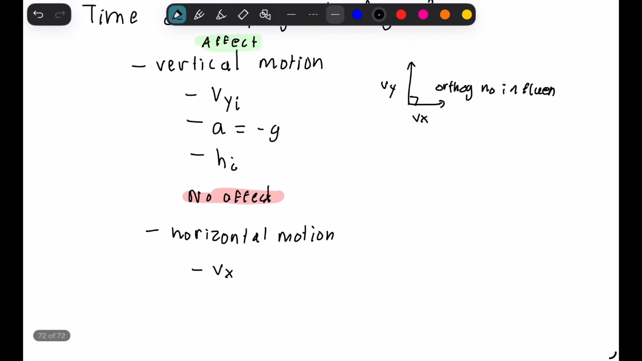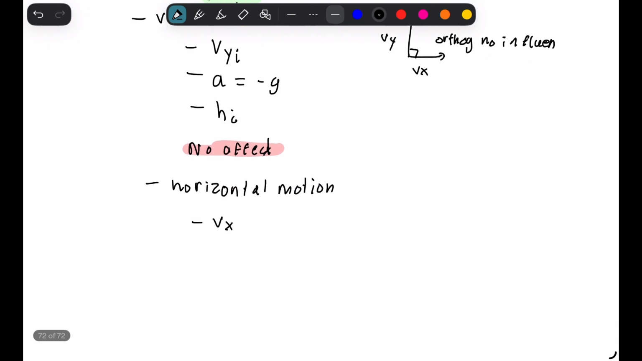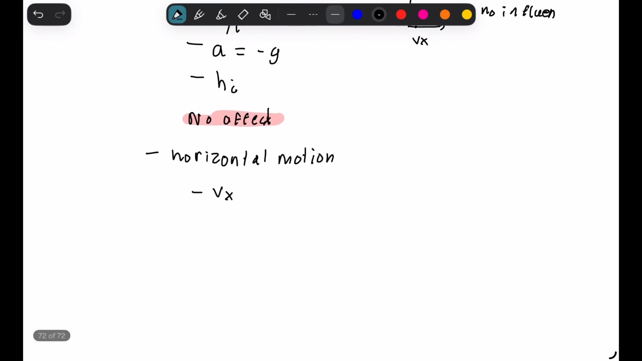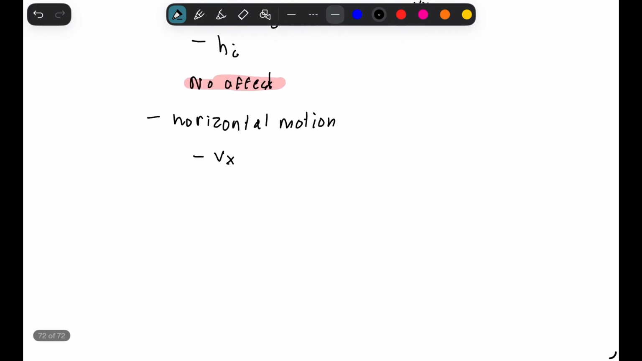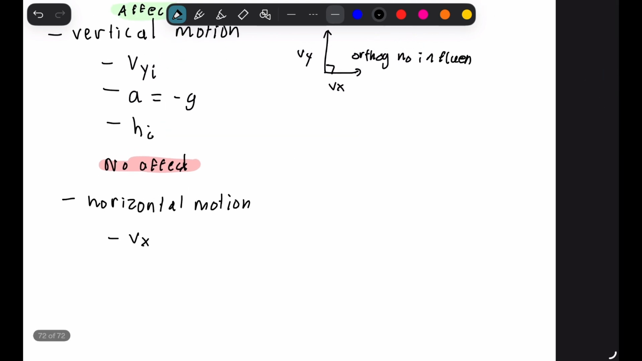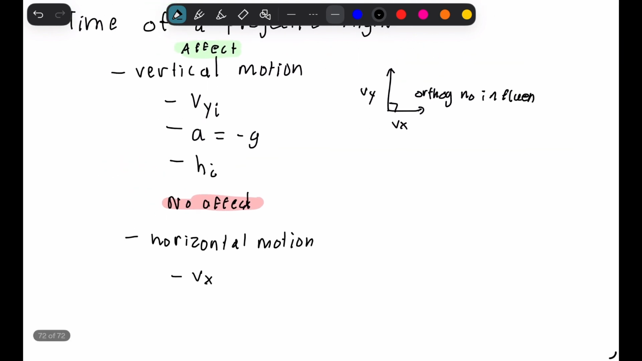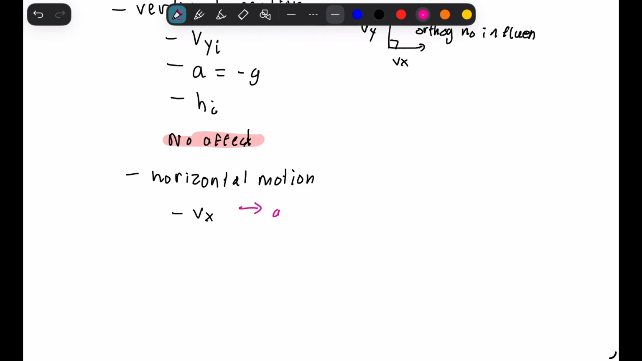The things that have no effect on the time of your flight are the horizontal motion, which is going to be your horizontal velocity. When we have projectile motion, we treat our horizontal and our vertical components as independent systems. Our horizontal velocity is going to be constant if we ignore air resistance, and it only is going to affect our range.